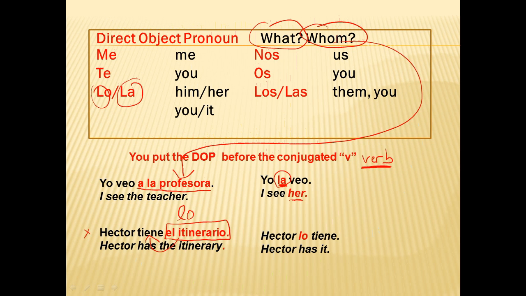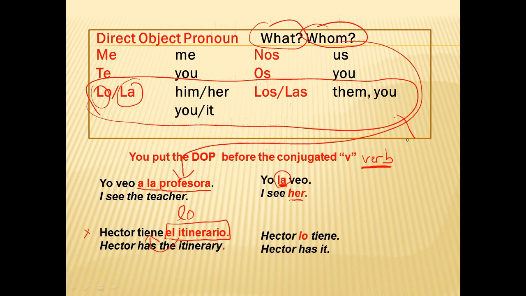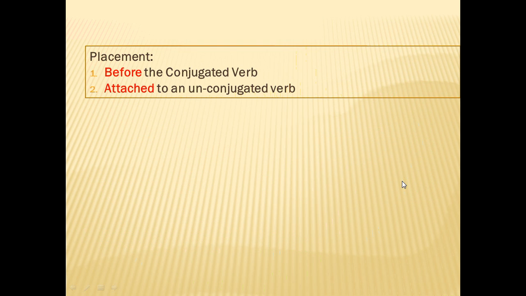When we're talking about the third person, right here, we're talking about number and gender. Okay? Make sure you write down both of these examples. Now we're going to talk about placement like we talked before. Make sure you write these down.